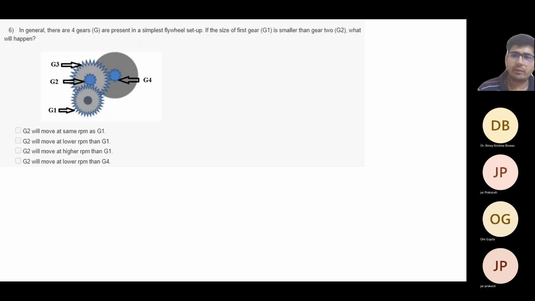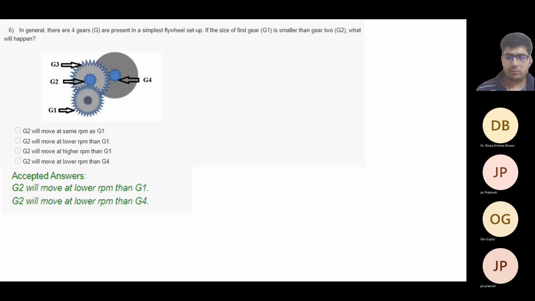Your sound is breaking, but yeah, you got the point. Actually, gear 2 and 3 are on the same shaft, and gear 2 is also bigger, gear 3 is also bigger. So gear 4 is smaller. So G2 will move at lower RPM than G4. So correct options are: G2 will move at lower RPM than G1, and G2 will move at lower RPM than G4. So correct options are B and option D.